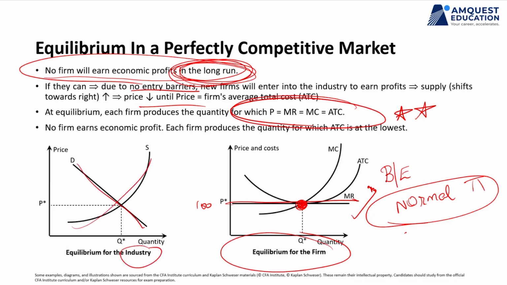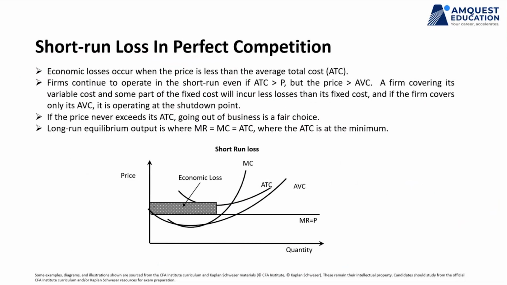Clear? Impressive. Understanding that concept carefully. This is obviously, as I told you in the earlier diagrams, already repeated. In the short run, you can have a profit, and you can have a loss also. Loss is why? Because your average cost is too high. So remember, you can have a scenario where the price is too low and your ATC is too high.